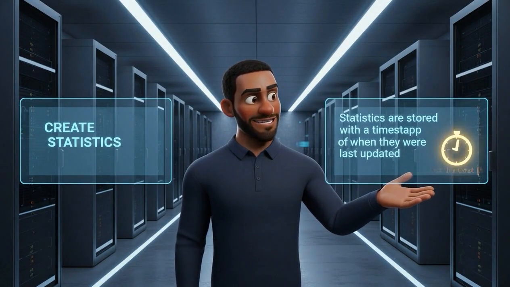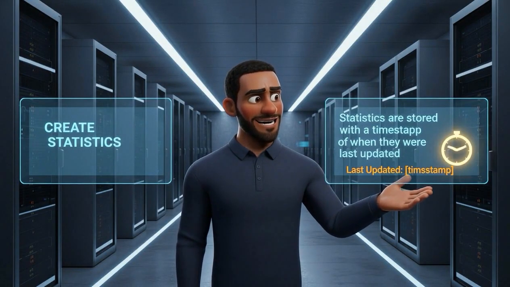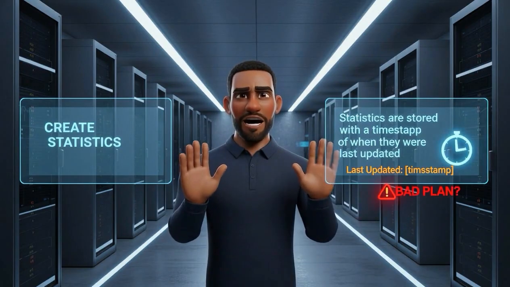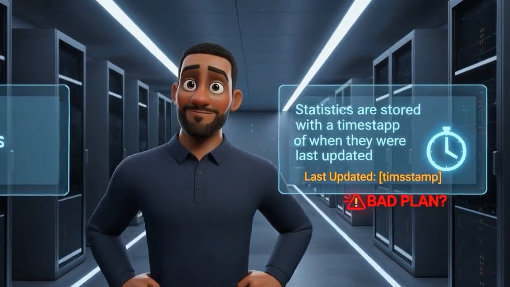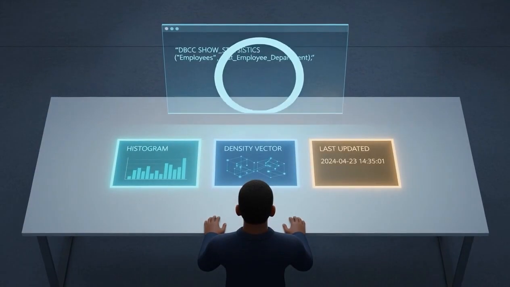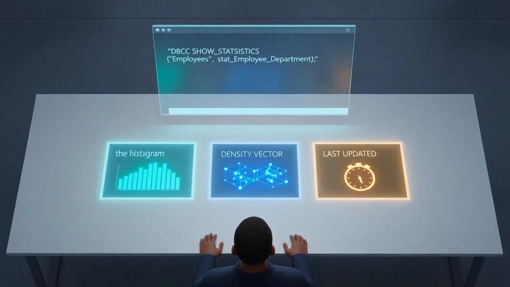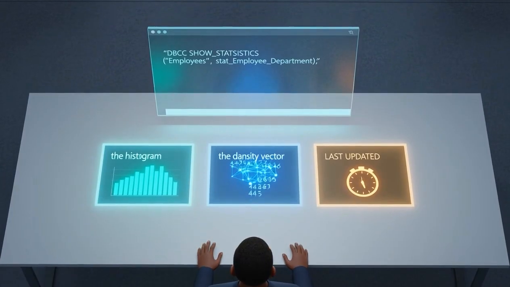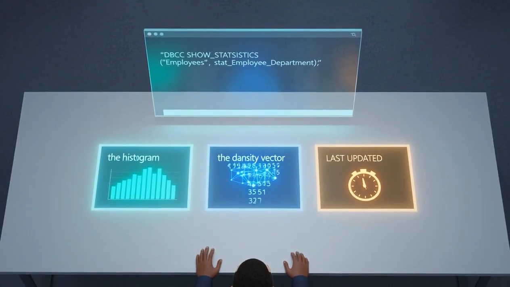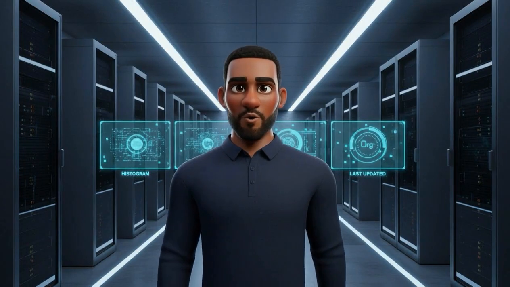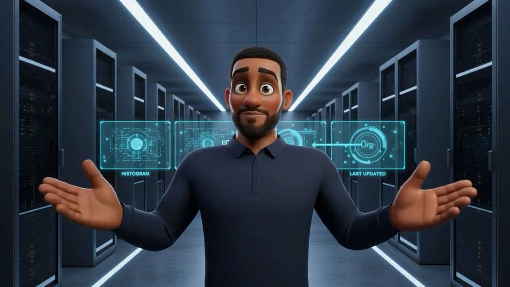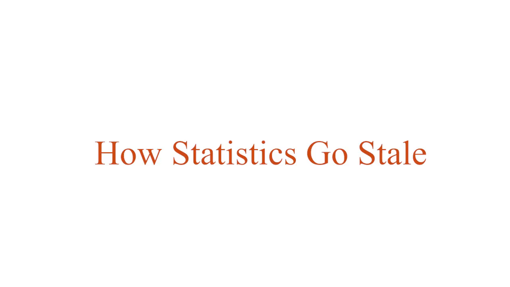Statistics are stored with a timestamp of when they were last updated, and this is what you'll check when diagnosing bad query plans. To view the statistics on a table, use DBCC SHOW_STATISTICS. This shows you the histogram, the density vector, and the last updated timestamp, giving you a complete picture of what the optimizer knows about your data.